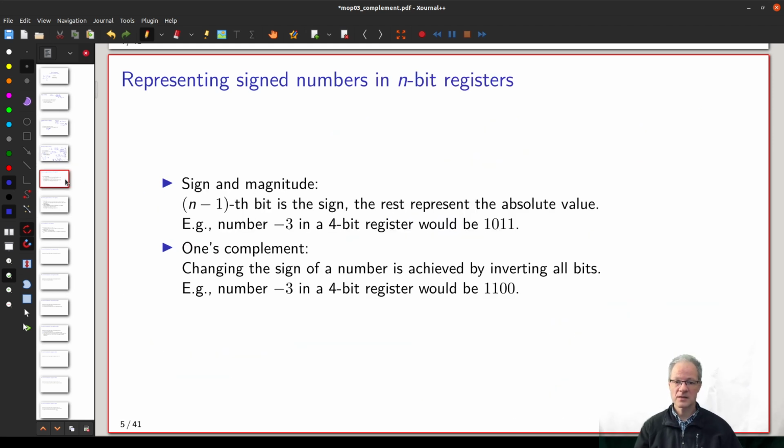Okay, so now let's look in a bit more detail about representing signed numbers in n-bit registers. So remember, we need to specify how many bits there are in the register, so that we know, for example, if we say that the leftmost bit is the sign, where is that leftmost bit? We also need to figure out how much space there is for the value. If we have 3 bits for the value, what's the interval of values that we can store in 3 bits? So in binary, that would be 2^3 different combinations, so it's 8. So I could do 8 different values in those 3 bits.